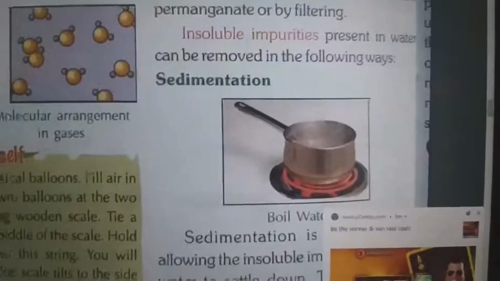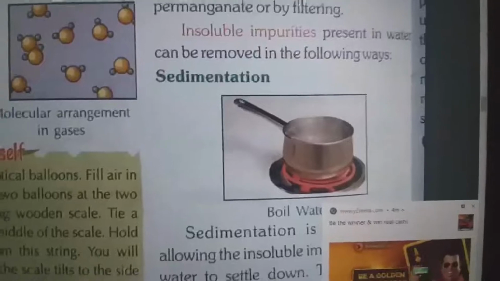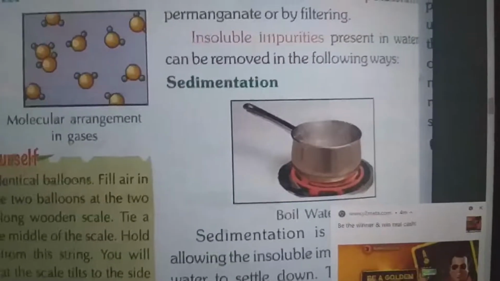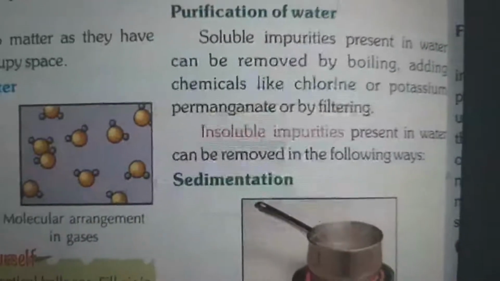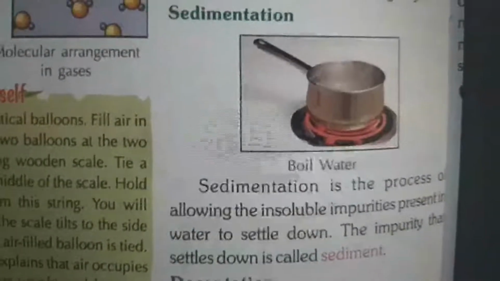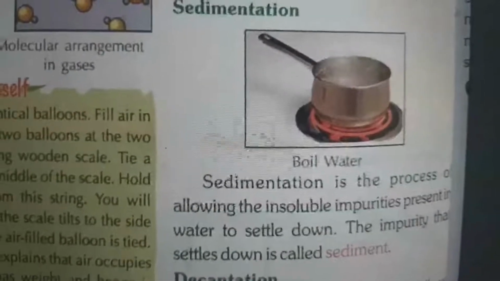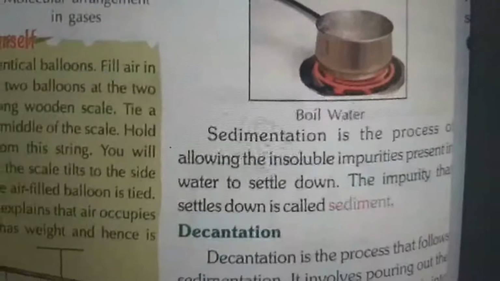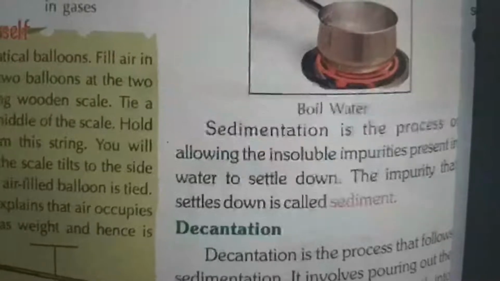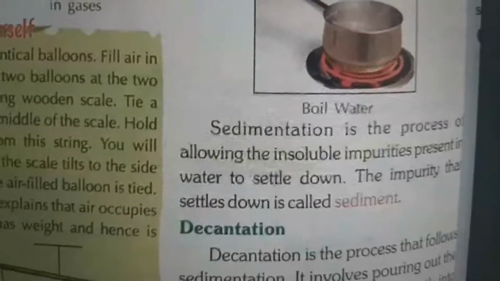Today we are going to do purification of water and removing insoluble impurities from water. Now insoluble impurities present in water can be removed in the following ways. First way is sedimentation. Sedimentation is the process of allowing the insoluble impurities present in water to settle down. The impurity that settles down is called a sediment.